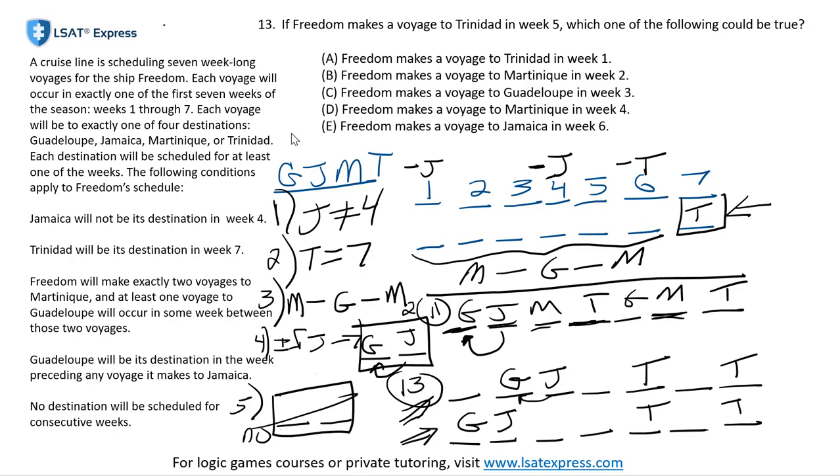I always like to start at the bottom. Let's see. How about answer E? Could J be in week 6? Well, no, we talked about that. J cannot be in week 6. It has to have a G to its left. So E is out. E is out. Could you go to M in week 4?